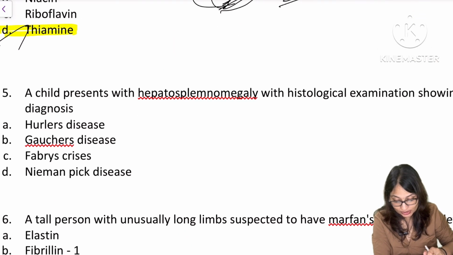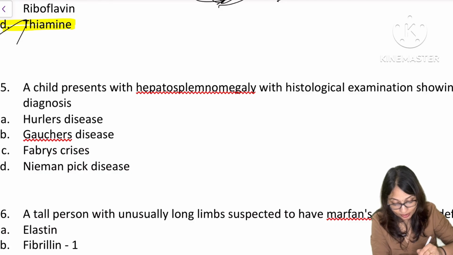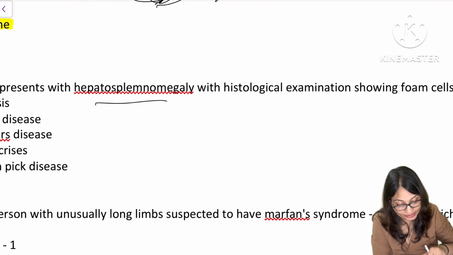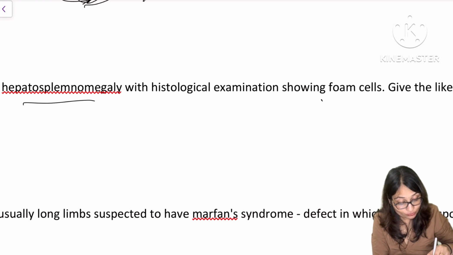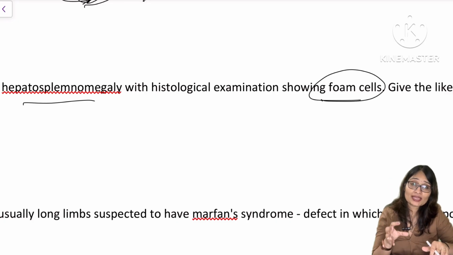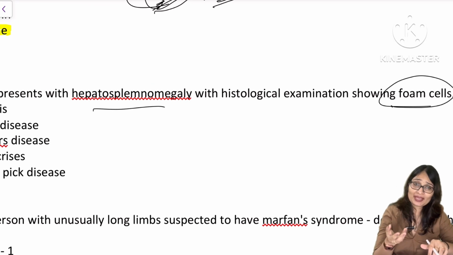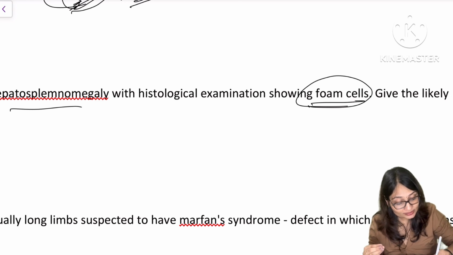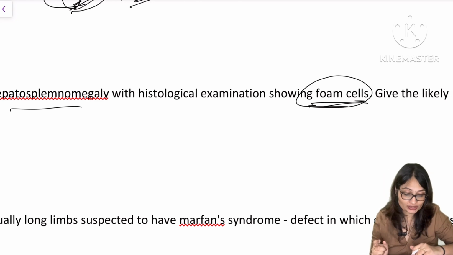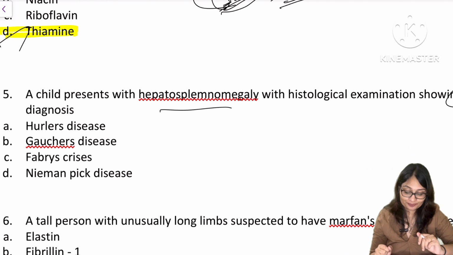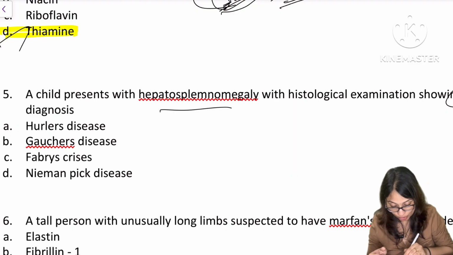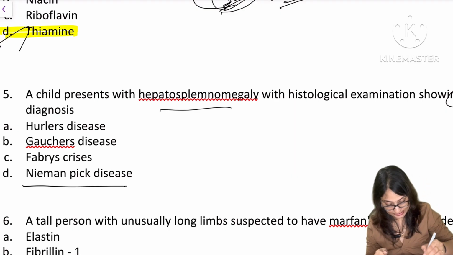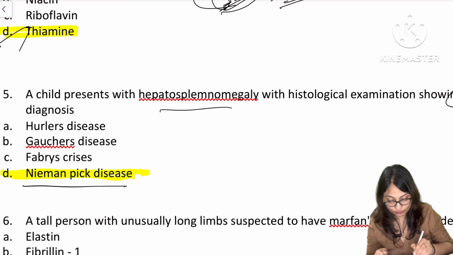Now let's move on to the next question. A child presents with hepatosplenomegaly with histological examination showing foam cells. Hepatosplenomegaly simply means there is some accumulation, and there is one more hint, that there are foam cells. So what could be the diagnosis? It is a case of Niemann-Pick's disease.